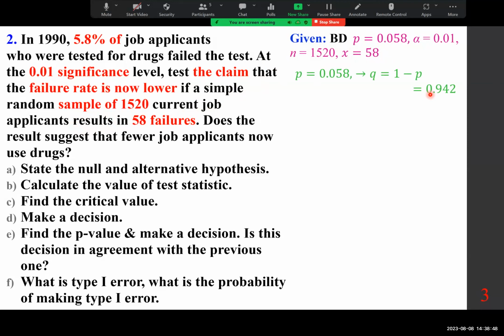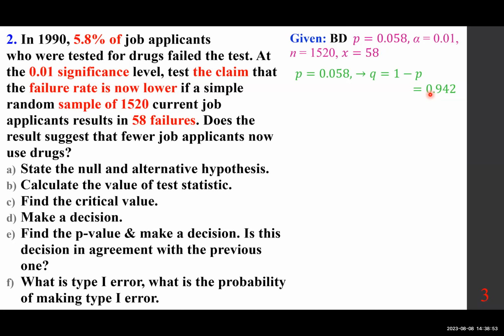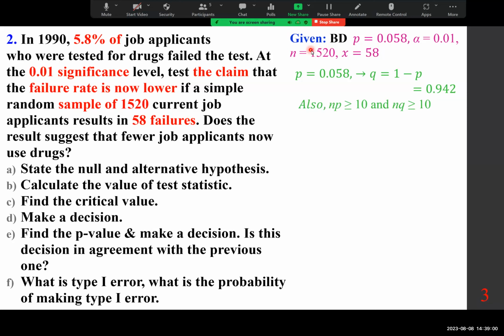And recall, we approximate the binomial distribution by the normal distribution as long as np and nq are large. So n times p and n times q must both be larger than or equal to 10. In fact, you can multiply p by 1520. You see this is larger than 10. Clearly, nq becomes larger. I'll leave it for you to verify that. Therefore, we can use the normal distribution.